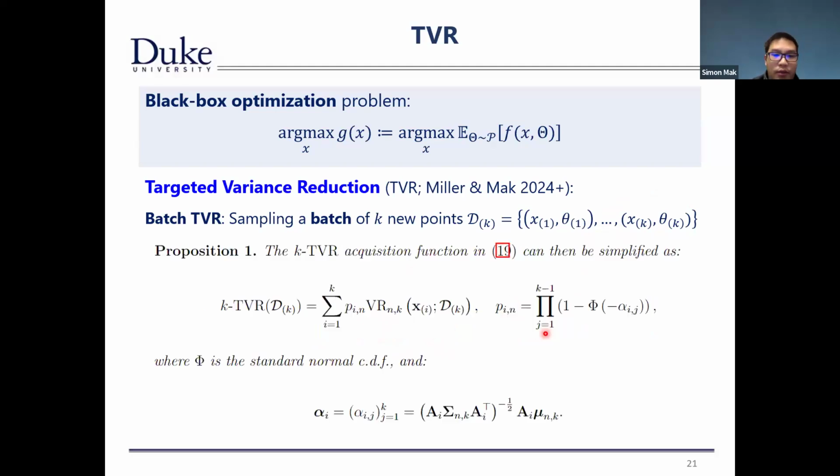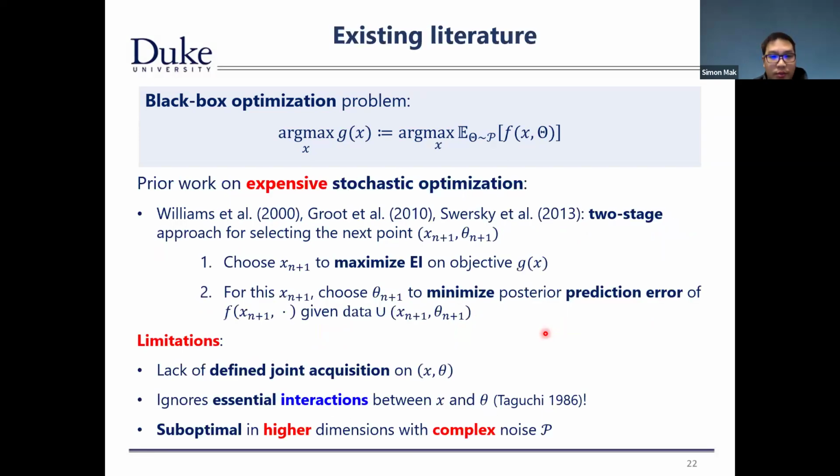Under this, we're also able to show, and I'm not going to talk about this too much, that this takes a closed form expression that can be easily evaluated for batch sampling. All nice and good.